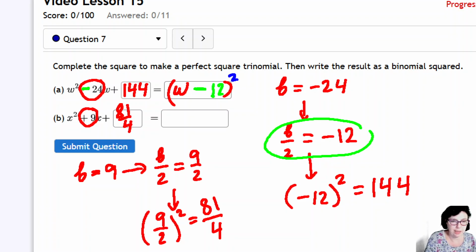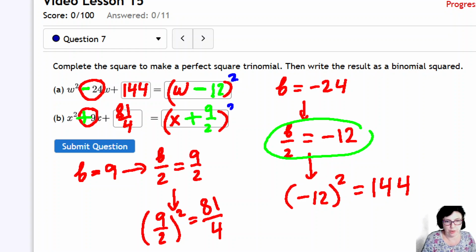How do we write it as a complete square? Well, start with the variable, then match the sign. This sign right here was a plus. This is going to be a plus. And then put whatever b over 2 was. Well, b over 2 was 9 over 2. And then you square that. And that's going to be how you complete the square.